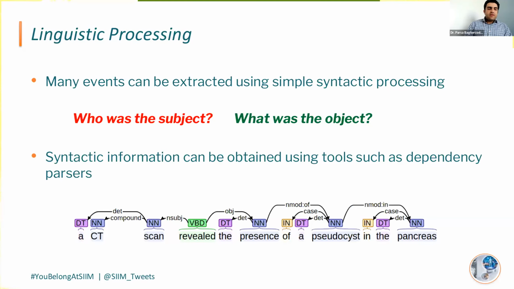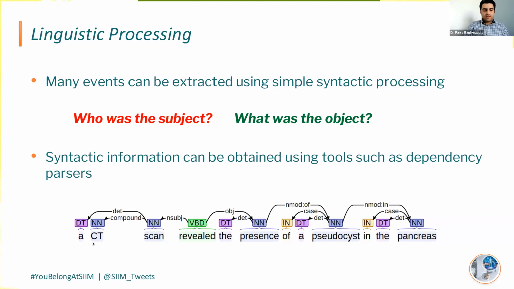So, for instance, how can we extract information without annotated data from a piece of text? If we go back to the old-fashioned linguistic processing, as I mentioned, many of the events are described with a specific linguistic structure. For instance, they are described by subject, verb, object constructs. When I'm talking about subject and object, if we answer the question of who was the subject and what was the object, we can extract valuable information from the clinical reports, because these are the events.